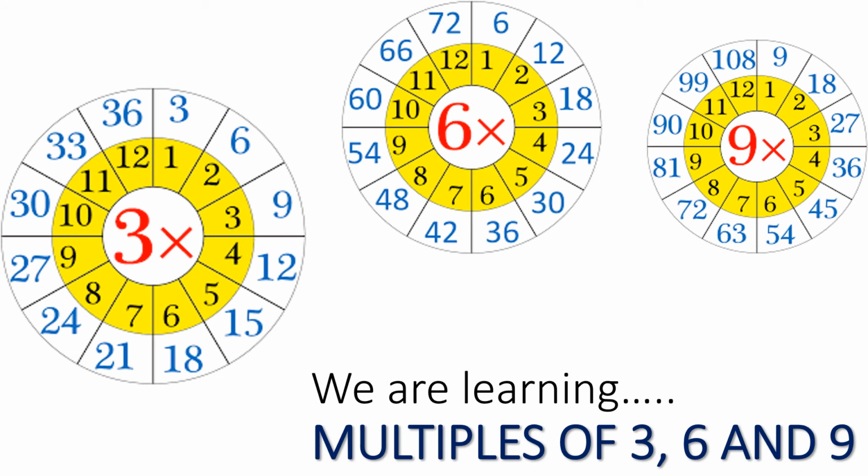Let's see the times table. The times table has something to do with the multiples. Just like I said, when you multiply two numbers together, the answer you get is a multiple. Great job. Now we're learning about the multiples of 3, 6, and 9.